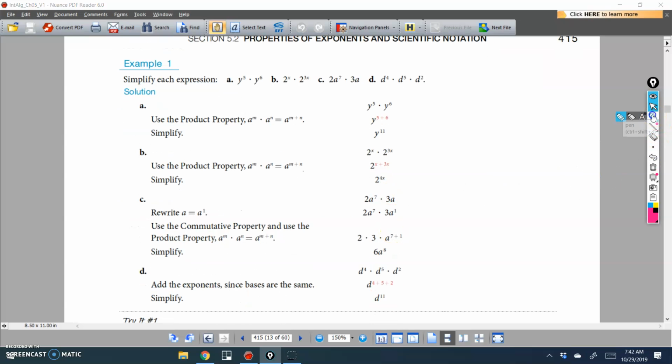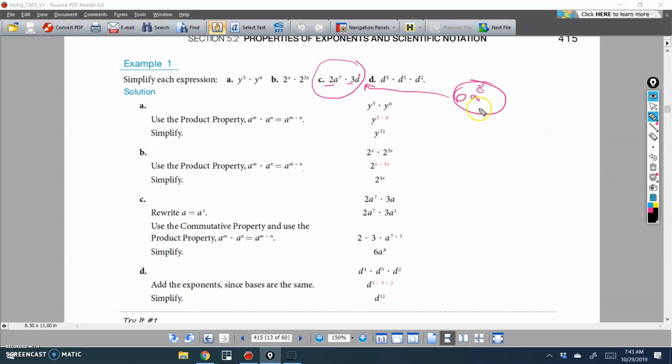Let's go to the challenge example here, part C. We still need to multiply our coefficients together, so 2 times 3 is going to be a 6. And then a to the 7th times a to the 1. We add the exponents, so that's going to be a to the 8th. So that's for that one.